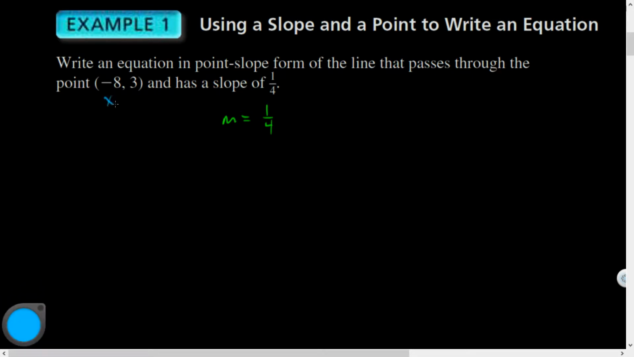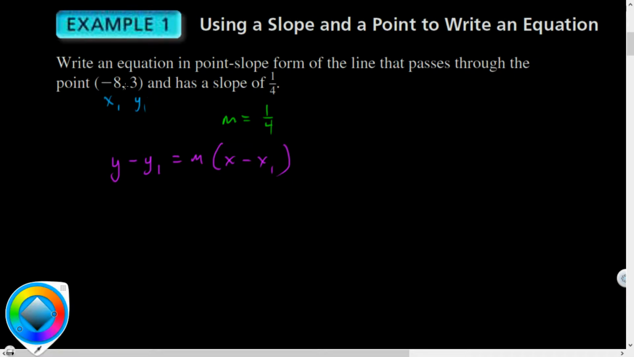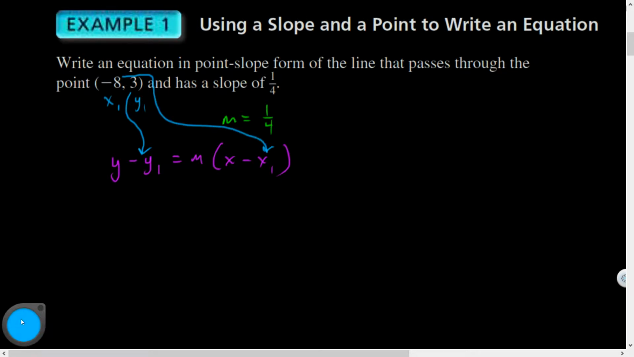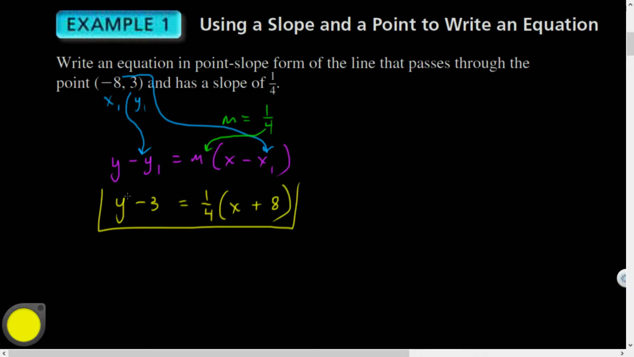Let's label our point x1, y1. Let's label our slope m. And I'm going to plug this into the equation, y minus y1 equals m parentheses x minus x1. And so what I'm going to do is I'm plugging in 3 for the y1, I'm plugging in negative 8 for the x1, and I'm plugging in a quarter for the m. And let's see, so I'm going to have y minus 3 equals 1/4 x plus 8. And so this is the equation in point slope form.